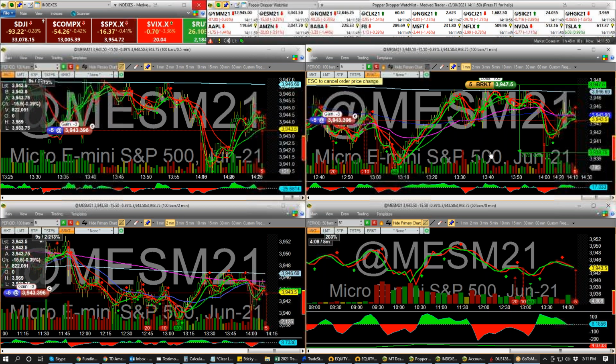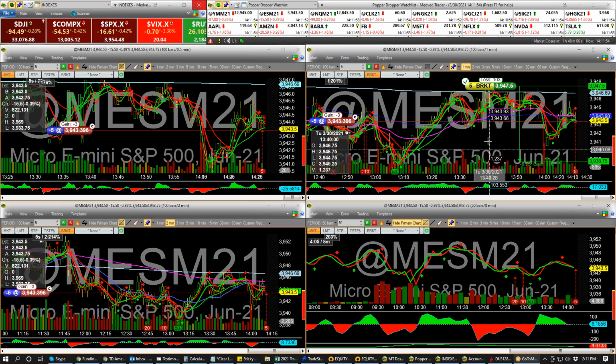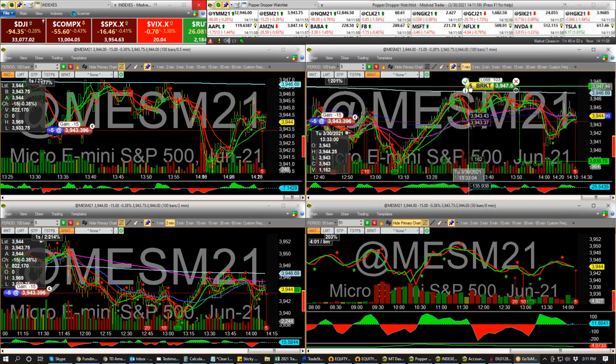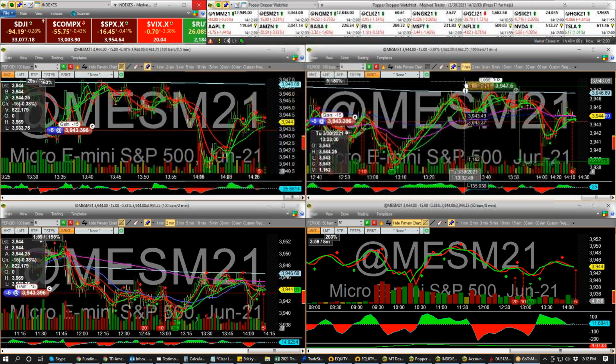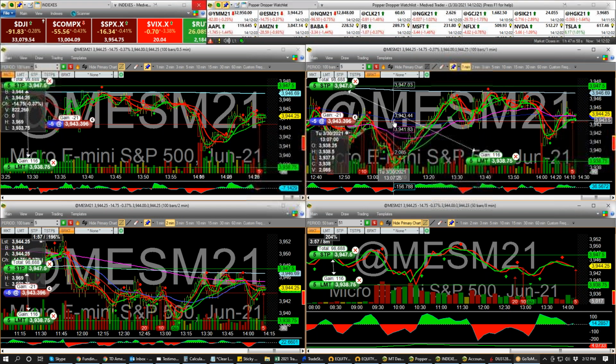Let's see. We could get back down towards this level. If we roll over, we could retest those lows. I like doing the brackets because you want to be very disciplined on S&P, because if you're wrong and it flips back the other way, you definitely want to be out. So you can see we're starting to push back down a little bit.